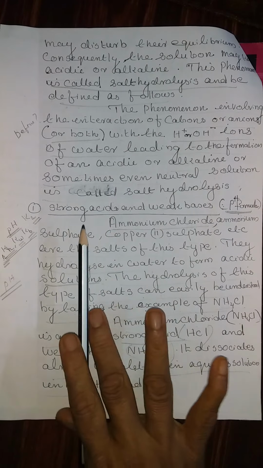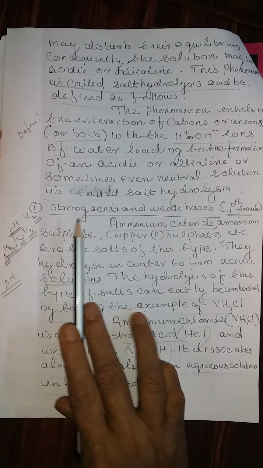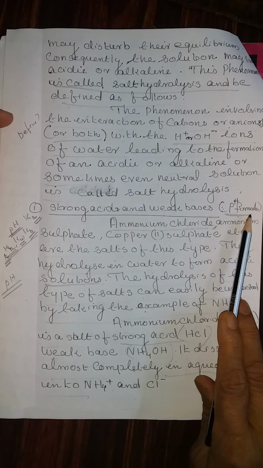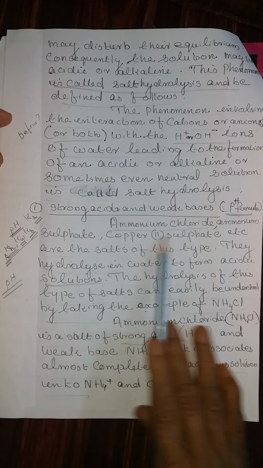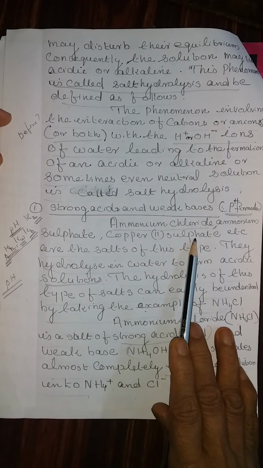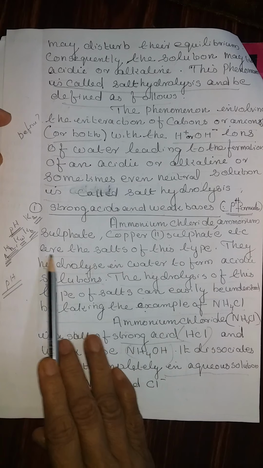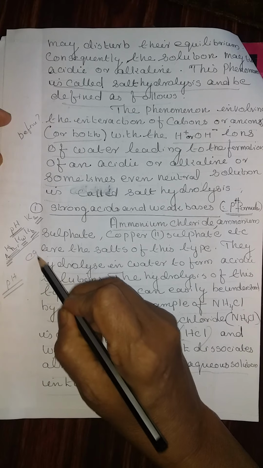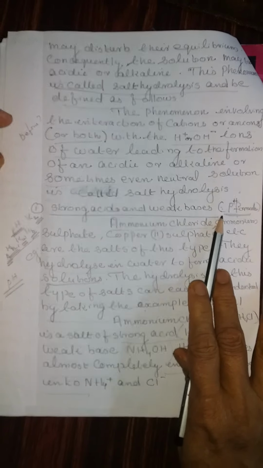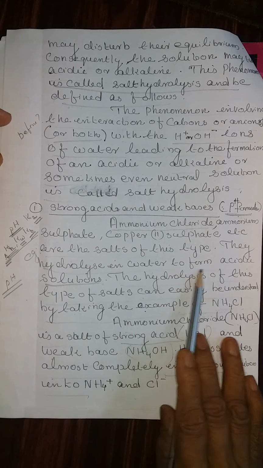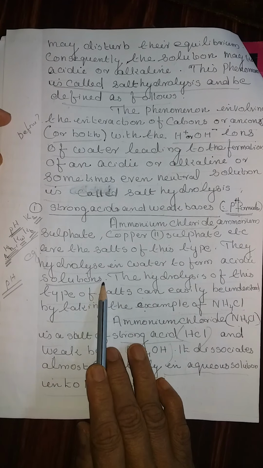First case given in the syllabus is strong acids and weak bases. pH formula. Ammonium chloride, ammonium sulfate, copper 2 sulfate, etc. are the salts of this type. First question: examples of strong acid and weak bases. They hydrolyze in water to form acidic solution.